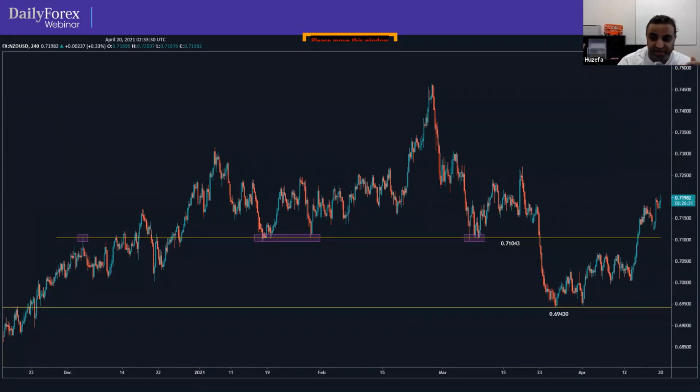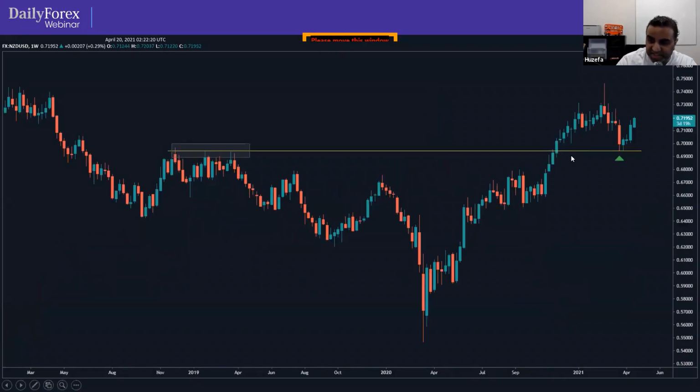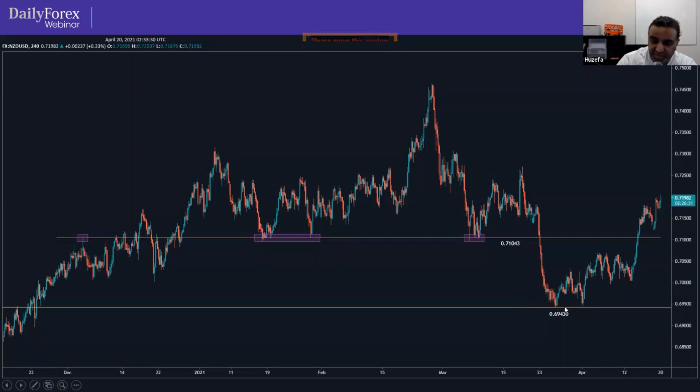So that previous level that was tested in the previous chart, I'm going to go back a chart, that's 0.6943 on the New Zealand dollar, US dollar. So I've marked it there as the lower level. And the other key level I marked was the 0.7104 level. That was a support that was made in the lower time frame, in the 4-hour time frame. Small previous resistance, but it was a proper support a bunch of times this year.